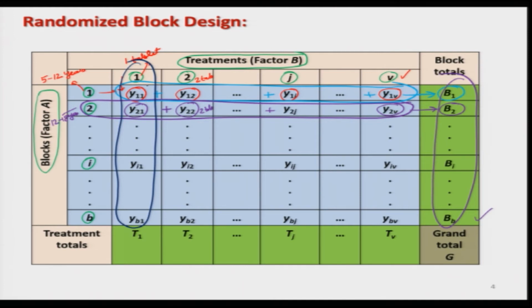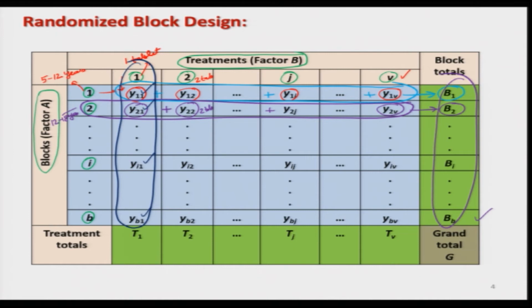So, these units are Y11, Y21, YI1 and YB1. These are the observed values on the units which have been given the treatment number 1, that is 1 tablet. Right. So, what are you trying to do?